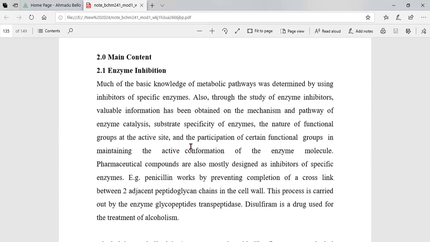Now if that enzyme does not carry out its activity, the bacteria will not be able to synthesize the cell wall, and so the integrity of the cell wall will be compromised, and by so doing, the bacteria will not survive.